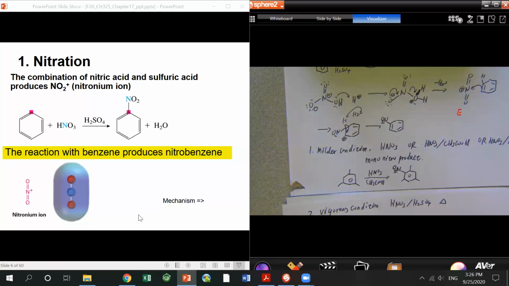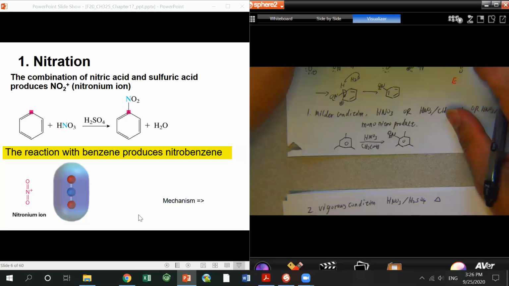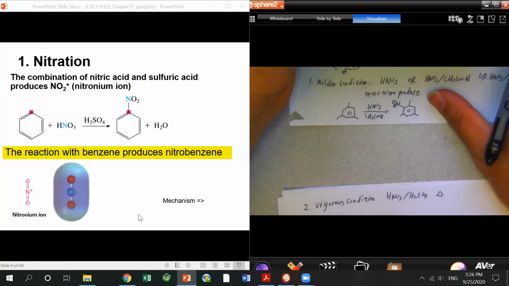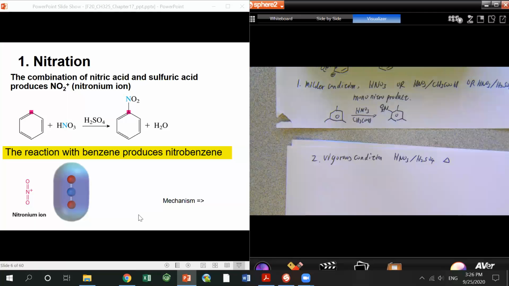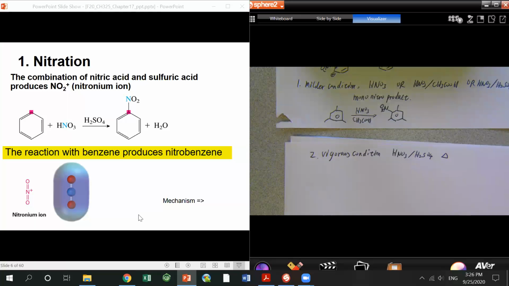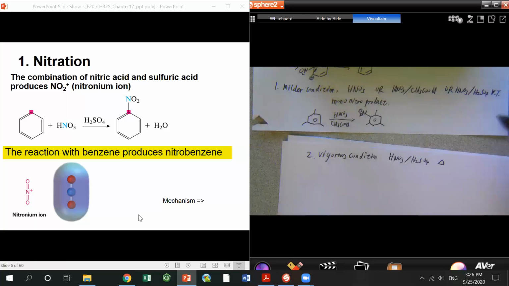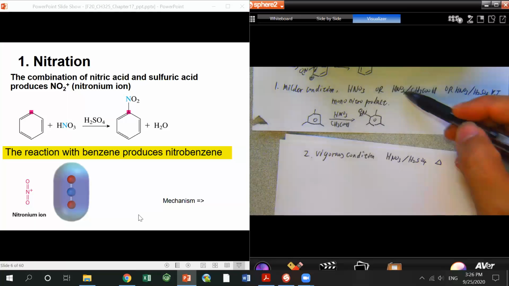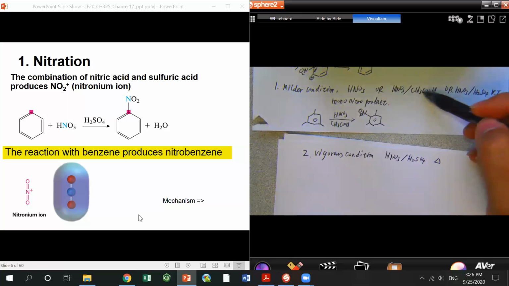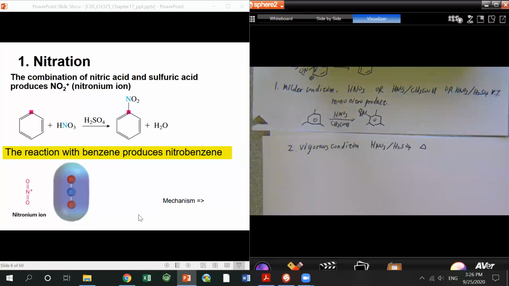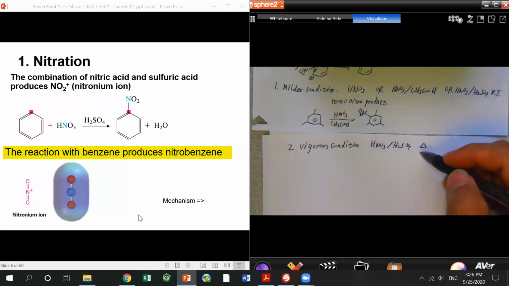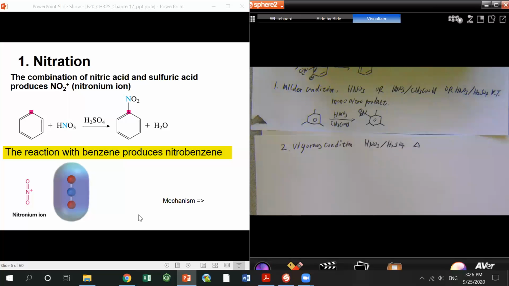Do you guys got it? So to summarize, you only use nitric acid, or nitric acid with a catalytic amount of sulfuric acid at room temperature, so that's mild conditions. And that's vigorous conditions, using heat, and normally you also add a little bit more sulfuric acid, concentrated sulfuric acid.